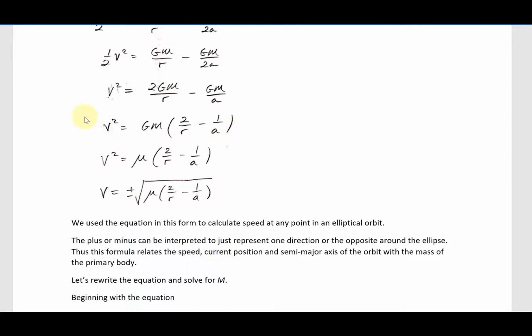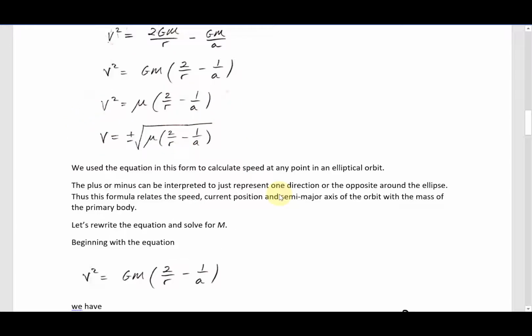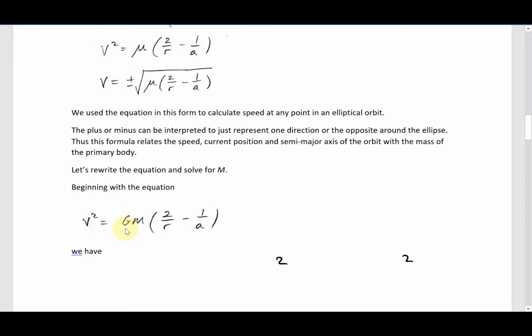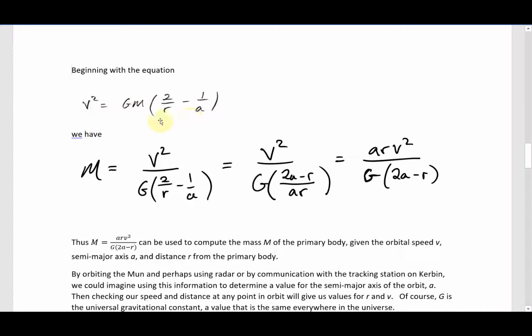So I'm going to go back to this point right there where I had v squared by itself, in terms of the gravitational constant and the mass of the primary body and the radial distance and the semi-major axis. Let's go back to that point where we have the vis-viva equation in this form, and let's isolate the capital M value. So we'll just divide by G and divide by this quantity in parentheses here.